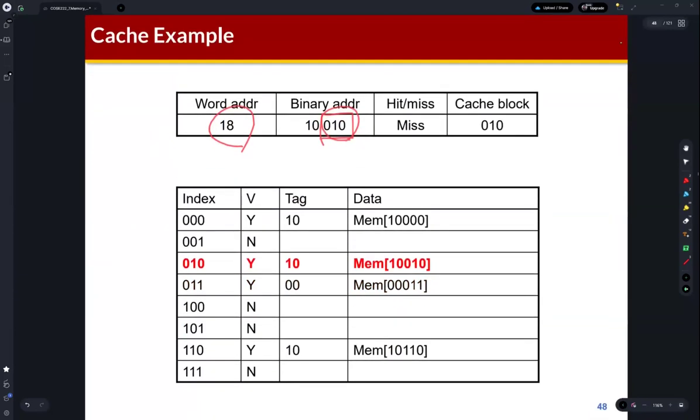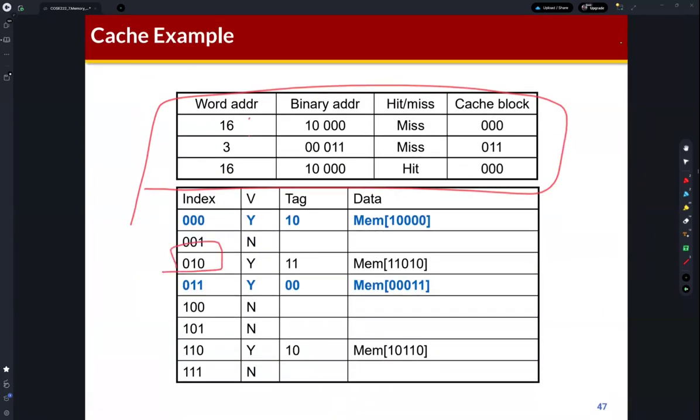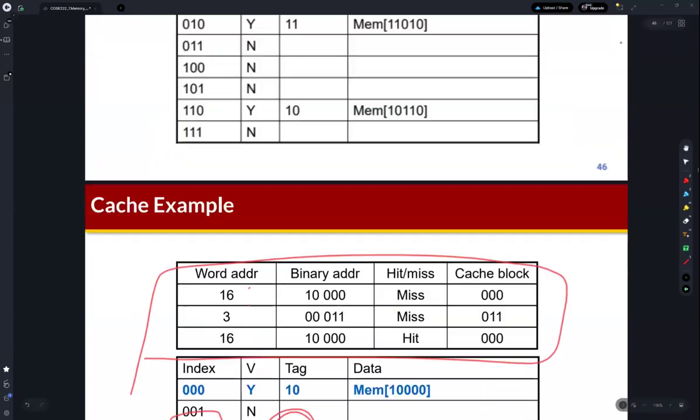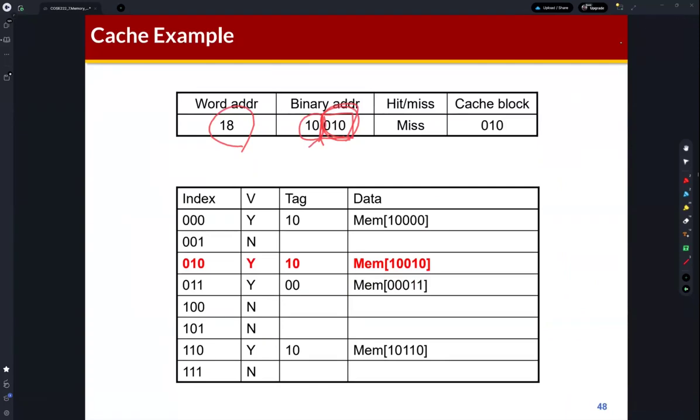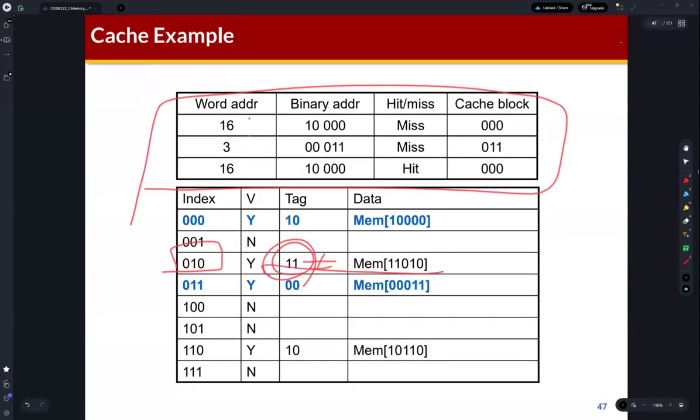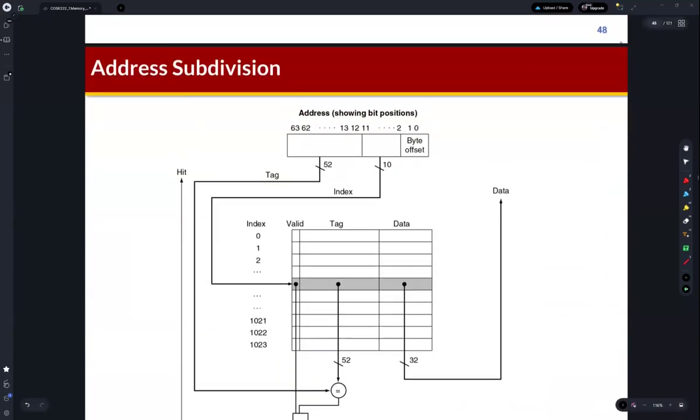But when we access the cache using the cache index number 010, it is already occupied, but the tag is 11. This tag is different from the tag of the requested data. So what does that mean? The target cache entry, the target cache block, includes valid data, but different data, right? Because the tag is not matched. So in this case, what's the result? The result is a miss, because this data is not the requested data since the tag is not matched. Okay. So cache works like this.